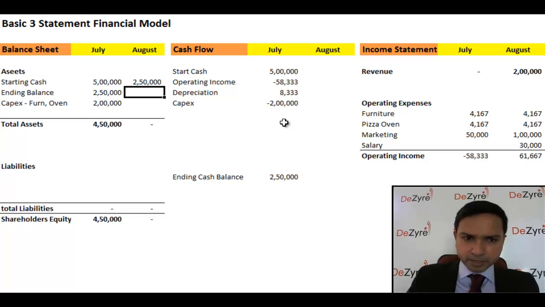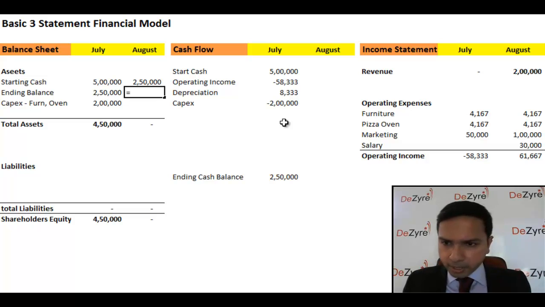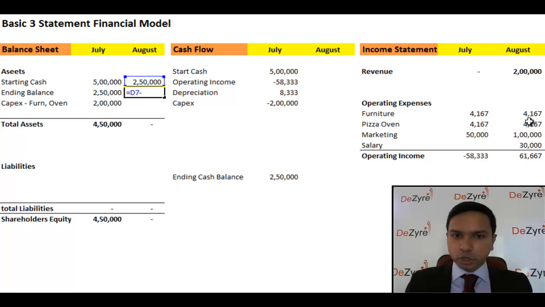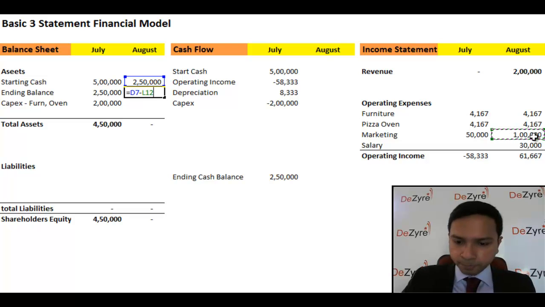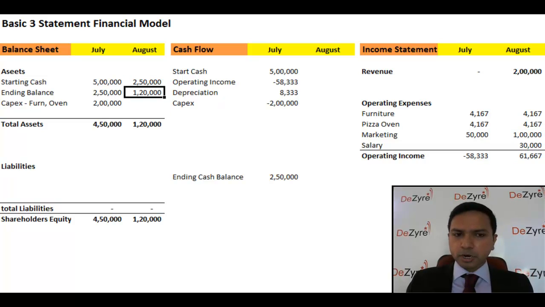Where has money been spent? Money has been spent on furniture and pizza oven? No. Furniture and pizza oven, you spent the money the previous month, you're spending no money. This is just depreciation, a non-cash expense, no cash is going out. You spend 1 lakh in marketing, that is cash that went out of the door. So you subtract that from 2,50,000. Where else did you spend money? You spend another 30,000 rupees on salaries. You subtract that as well, cash going out of the door. You're left with 1,20,000.